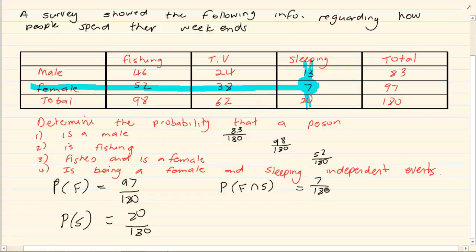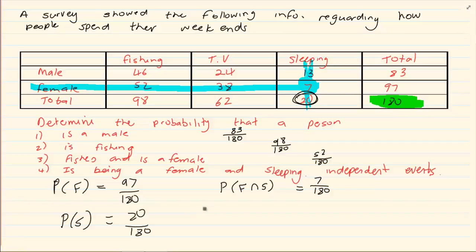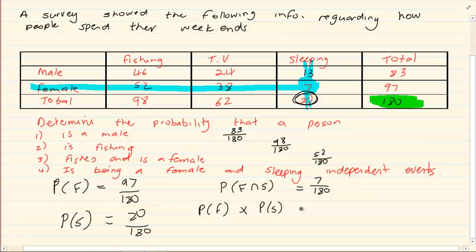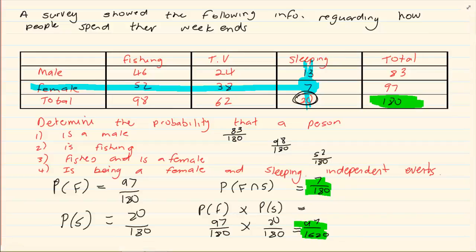Now be careful. Very often we get 7 over 20. They use the wrong total. The total, remember, is 180. Now, for it to be independent, P of F times P of S is equal to 97 over 180 times 20 over 180. 97 over 1620. You can clearly see that the answers are not the same. Therefore, is being a female and sleeping independent? It is not independent.